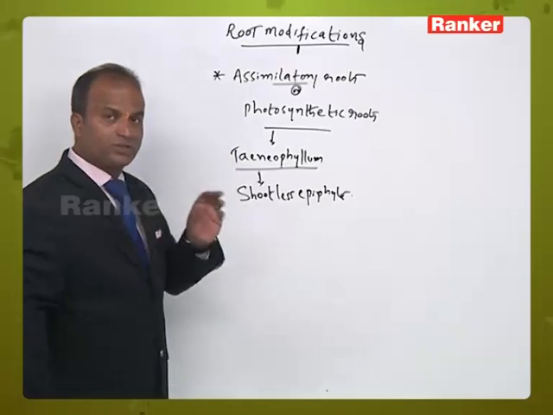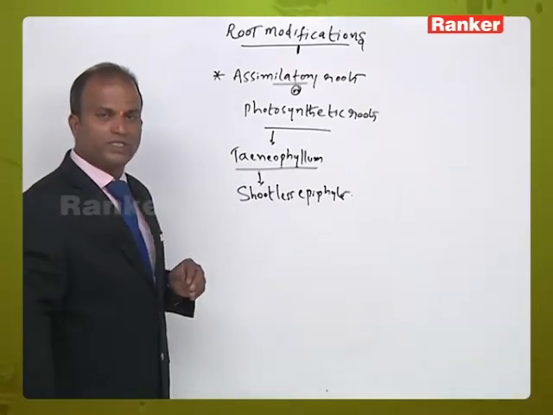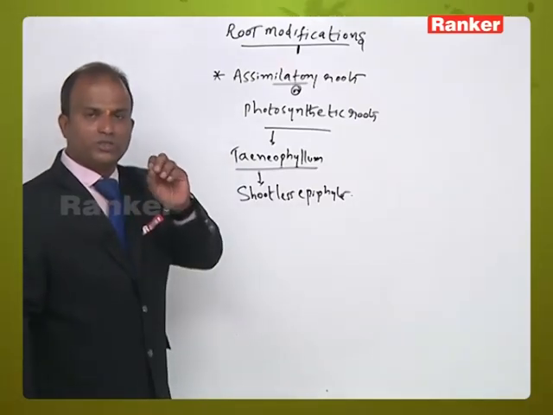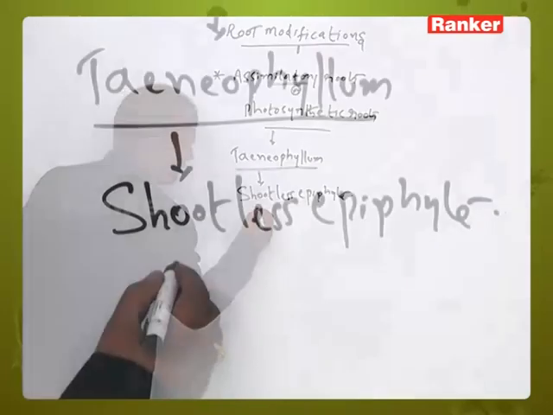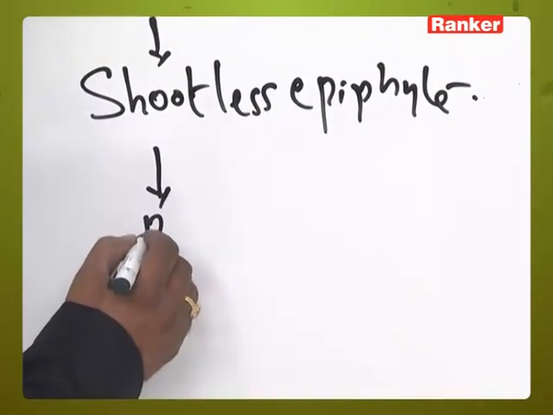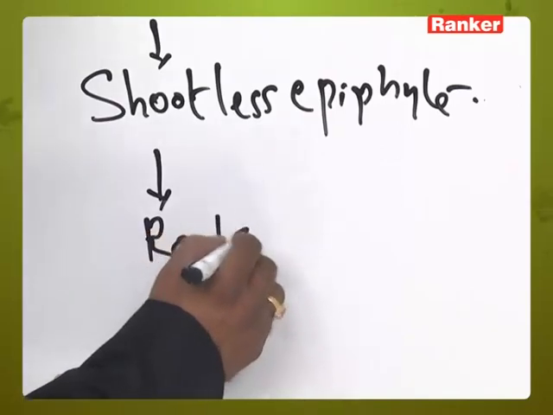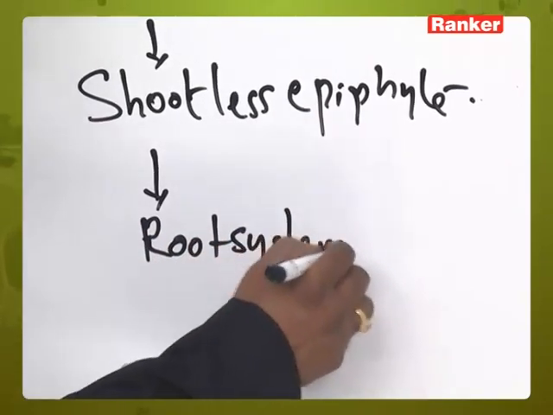Does it show a root system? Yes, it shows a root system. The shootless epiphyte, Taeniophyllum, shows only a root system.